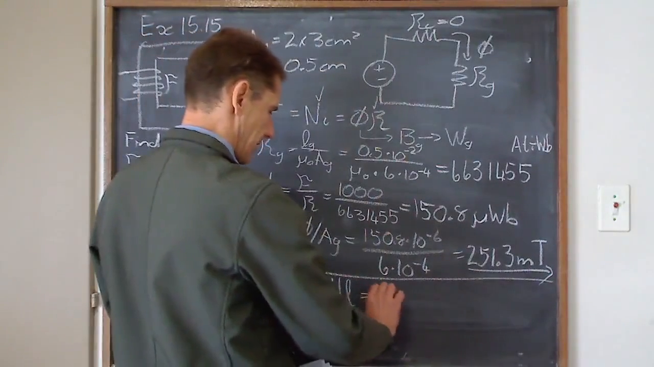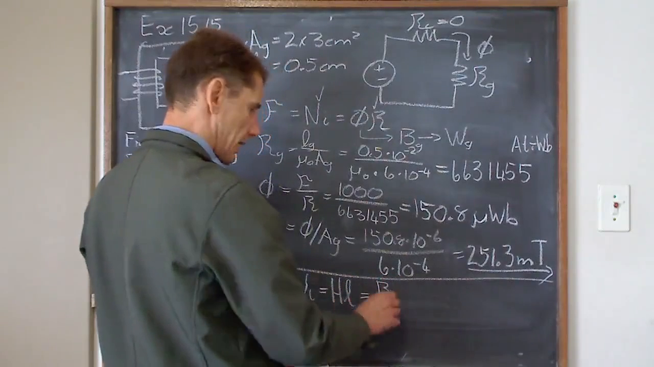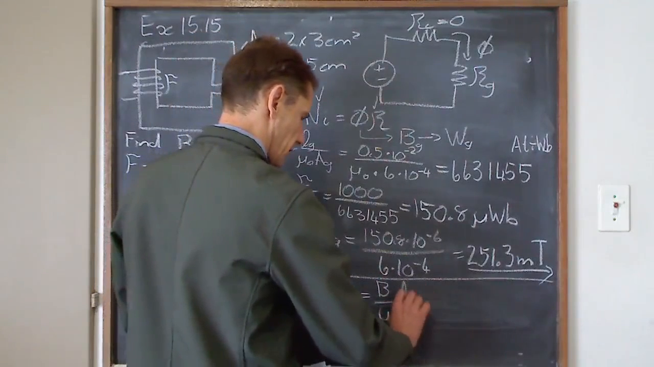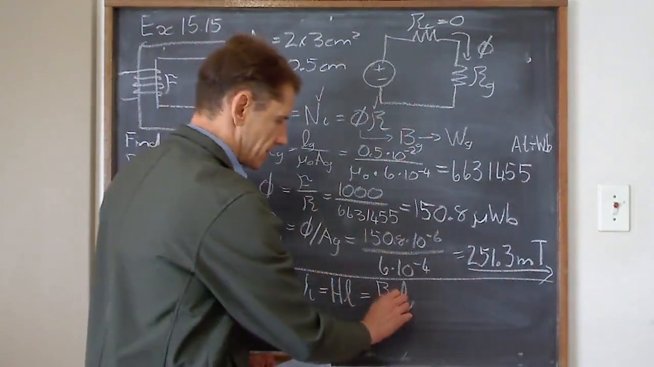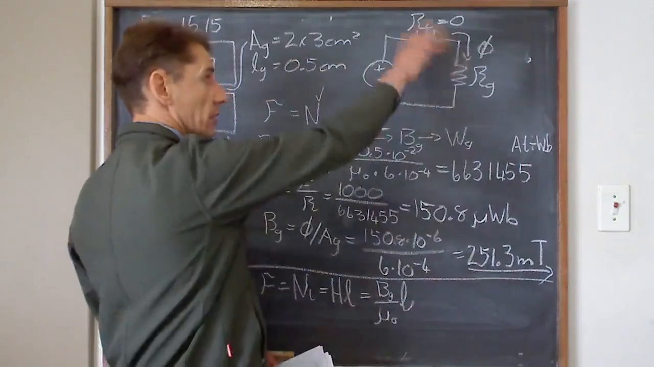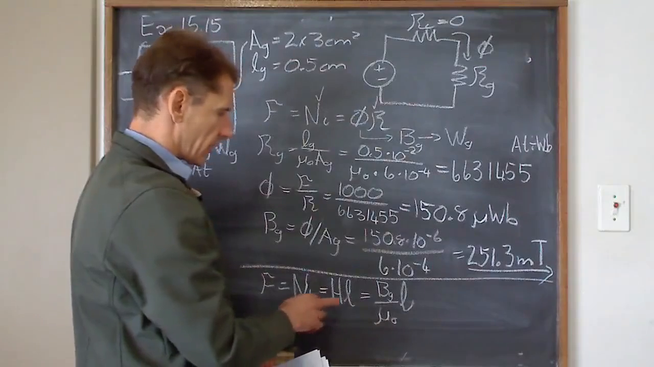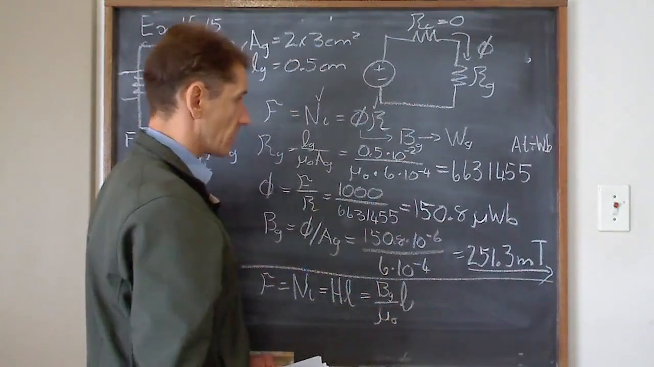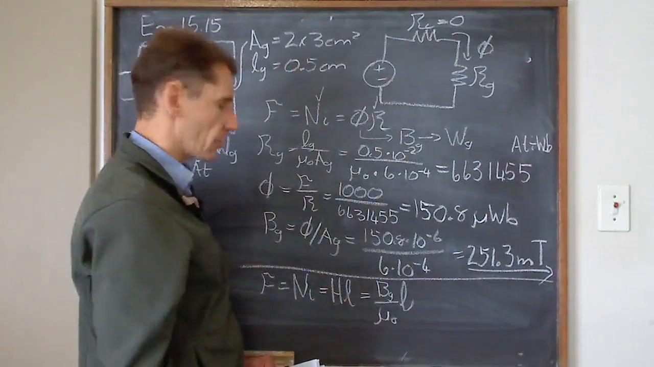So we can say that this equals B, because B equals mu H. So this is going to be B over mu 0 times the length. This is going to be the air gap because we're ignoring the core material. From this equation, we can directly get the flux density because we know the length, we've got mu 0. If you were to simplify all of these equations, you're going to end up there anyway.